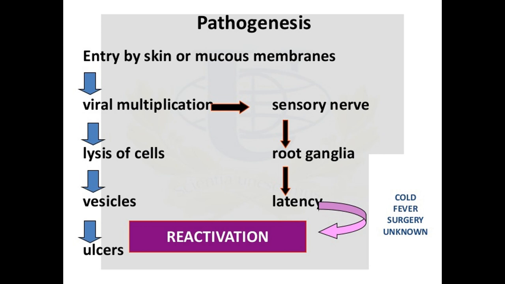Entry by skin or mucous membrane. Next, local viral multiplication, and next lysis of cells and sensory nerve. They enter the sensory nerve and the root ganglia, and next latency. After lysis of cells appear vesicles, and after vesicles ulcers, and reactivation develops.